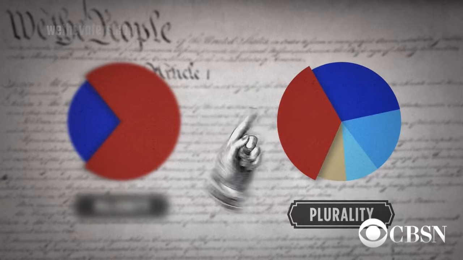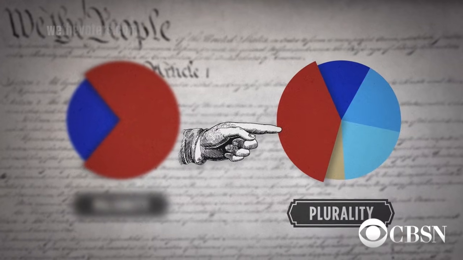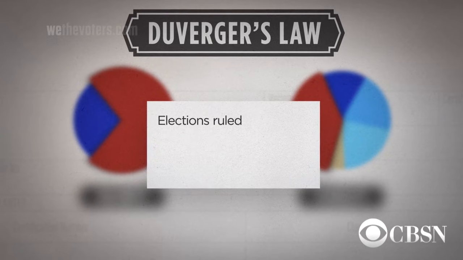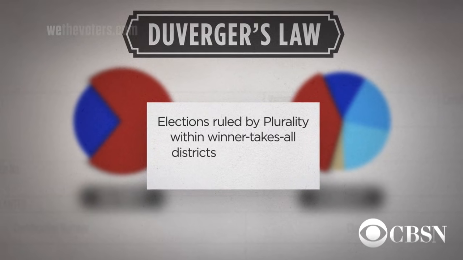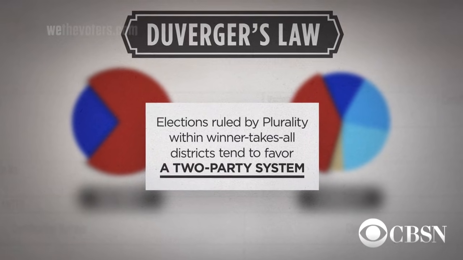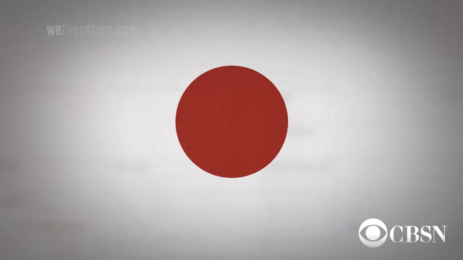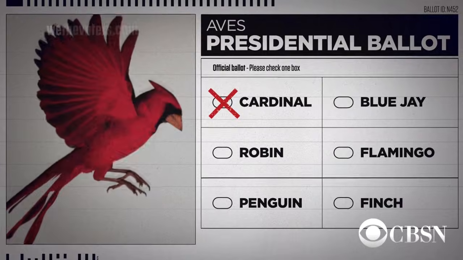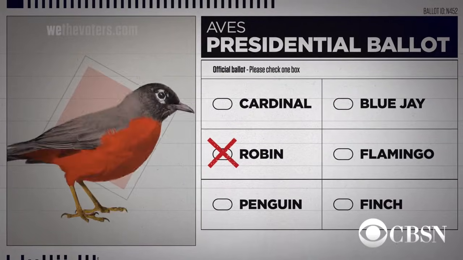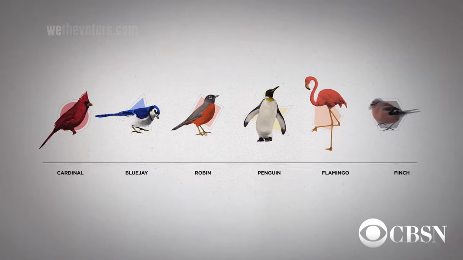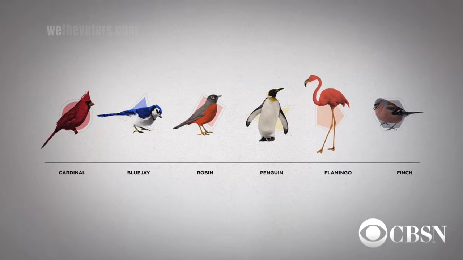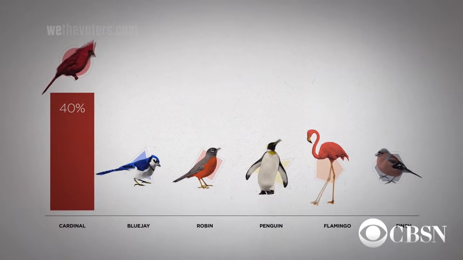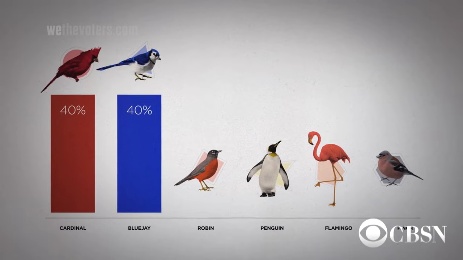So a candidate doesn't need a majority of the votes, they just need more votes than any other candidate, or a plurality. This leads to a two-party system as explained by a principle known as Duverger's law, which states that elections ruled by plurality within winner-takes-all districts tend to favor a two-party system. To explain, think of birds. Now, think of birds who are taking a bird vote to determine which bird will be in charge of all the birds. There are all kinds of birds, of course, but for the sake of our discussion, let's say 40% believe that cardinals should be in charge. Another 40% of them think that blue jays should be in charge.